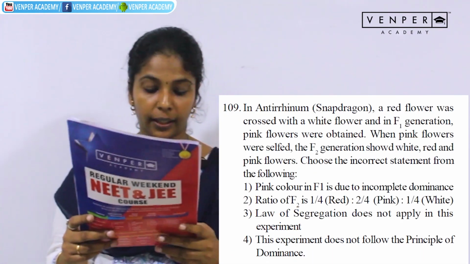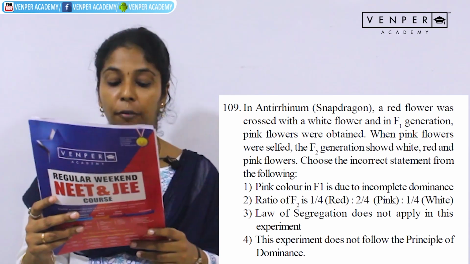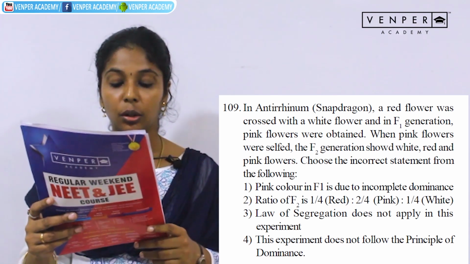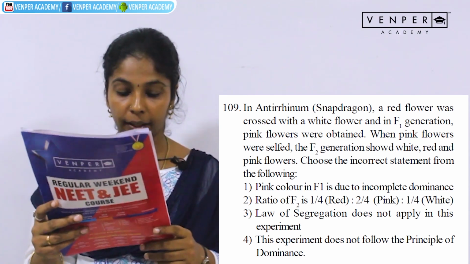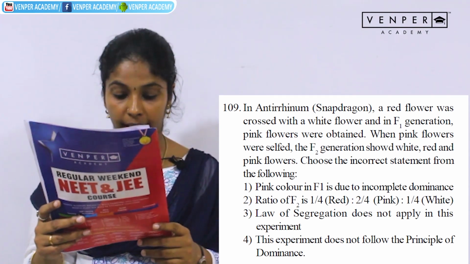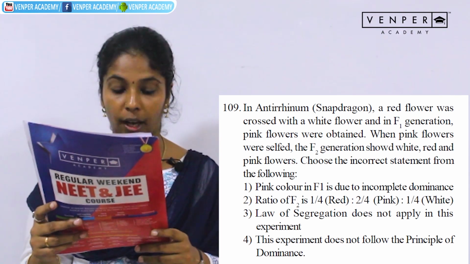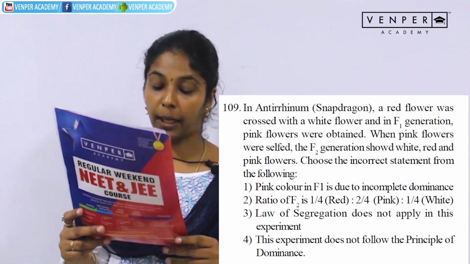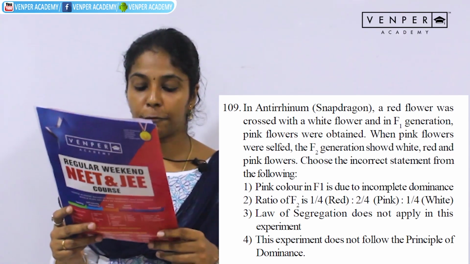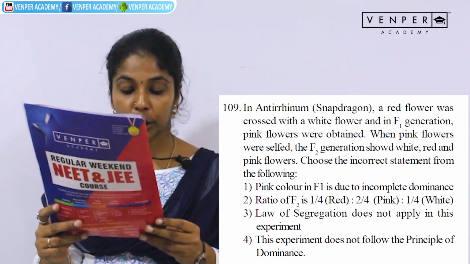Question number 109. In Antirrhinum snapdragon, a red flower was crossed with a white flower, and in F1 generation, pink flowers were obtained. When pink flowers were selfed, the F2 generation showed white, red and pink flowers. Choose the incorrect statement from the following. First statement, pink flower in F1 is due to incomplete dominance. That is correct.